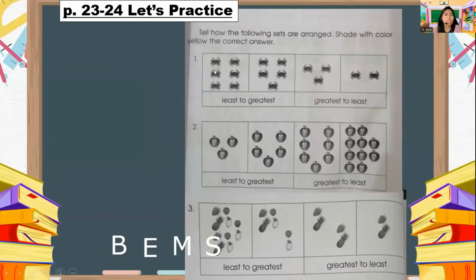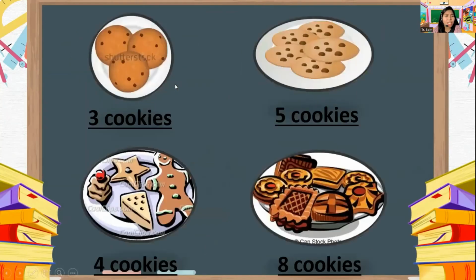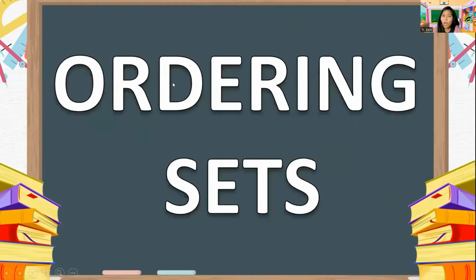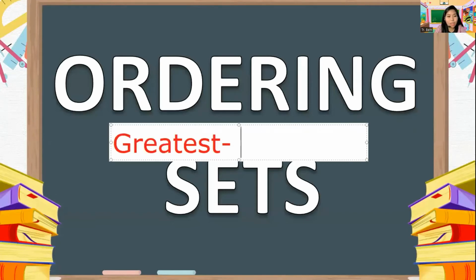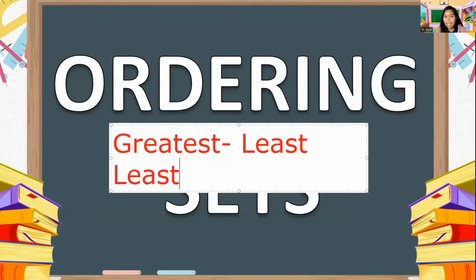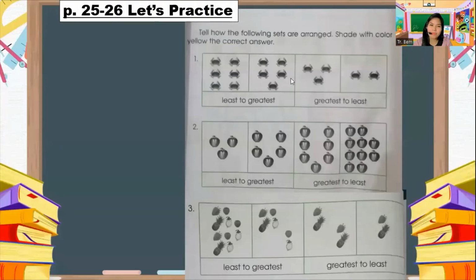Okay, so I hope that you've learned something out of our discussion. Again, what was our lesson today? Ordering sets. So we ordered the sets. Again, we have 2 ways on how to order the sets. These are from greatest to least, or from least to greatest. So that is how we're going to arrange the sets. So that's how we're going to order the sets po.